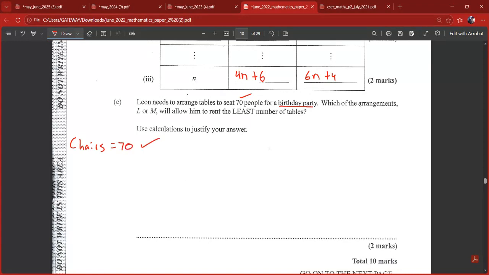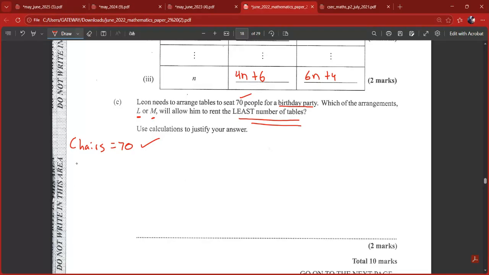Right? Which of the arrangements L or M will allow him to rent the least number of tables? Now remember, the number of tables was n. So you let each of the formulas, the 4n plus 6 and the 6n plus 4, be equal to 70, since those formulas were for the number of chairs in the arrangements L and M. You solve for n in both cases. And the one with the smaller value will be the one with the least number of tables.